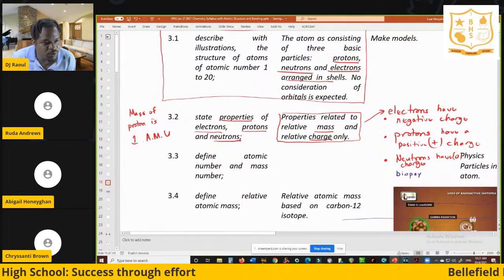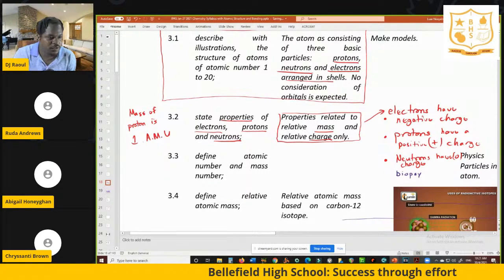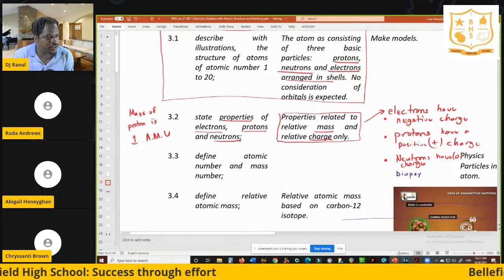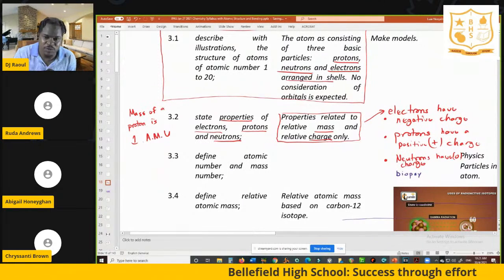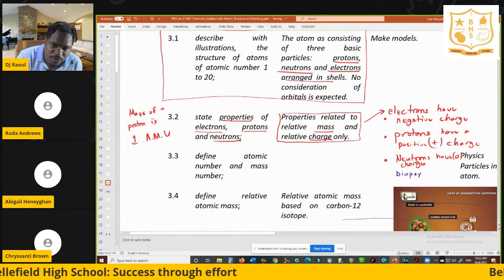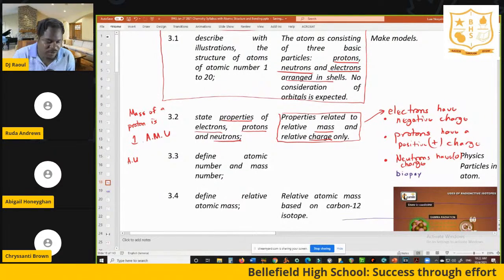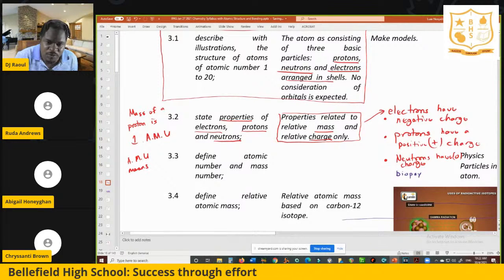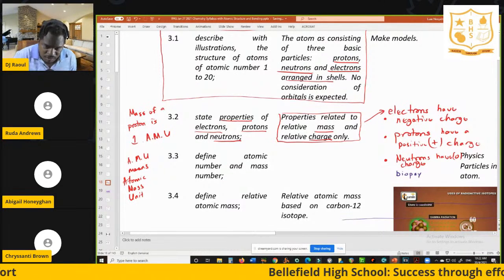All right. Does anybody know what AMU stands for? Atomic mass unit, sir. Very good. Well done. Atomic mass unit. So I hope everybody is on the same page with this. The mass of a proton is 1 AMU. Also the neutron has the same mass as well. So proton and neutron have the same mass. So AMU stands for atomic mass unit. Very important. AMU means atomic mass unit.